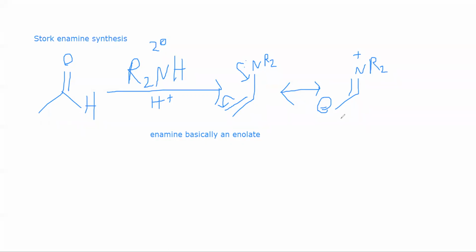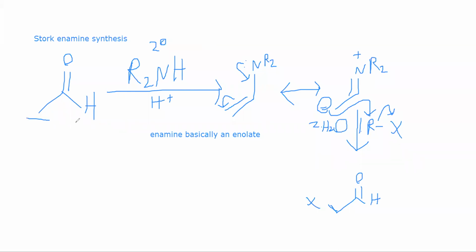And once you've used the enamine to act as a nucleophile and add to whatever else you're interested in, I'll just put RX so we can do alkylation. That's one step. And then if you add water to an enamine, that will reverse the reaction and give you the aldehyde back. So you would end up with this product here because the enamine just did this SN2 step, and then the water just reversed the enamine reaction and gave you the aldehyde back.